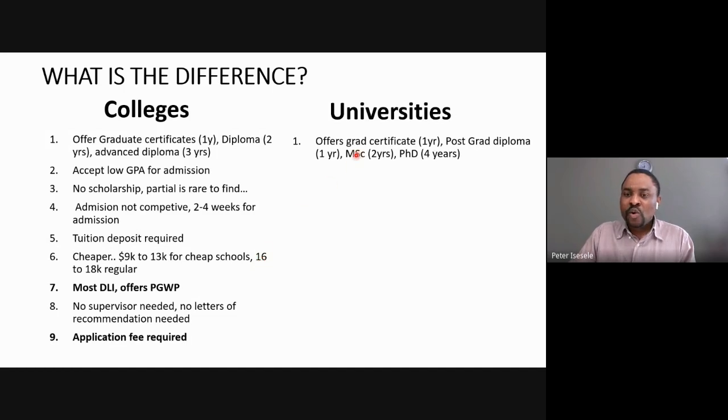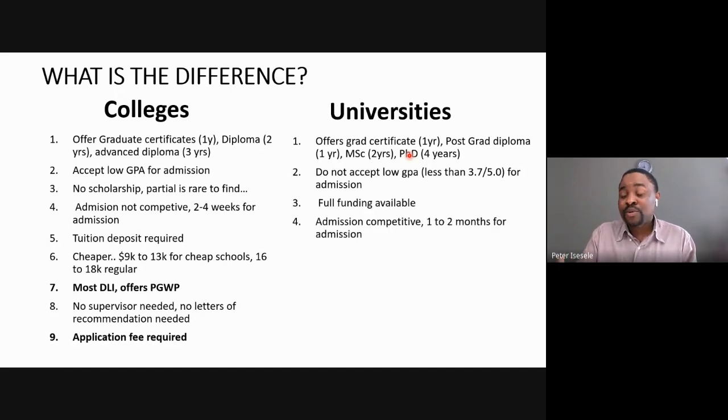Universities also offer graduate certificates. They also have what's called a postgraduate diploma, master's and PhD, okay? It's only master's and PhD where you get a scholarship. And it's very rare to get admission with a low GPA, except for a few schools, but there won't be funding. Then you can get full funding available depending on your situation. Admission for master's is a little competitive. It can take 1 to 3 months to get admission.